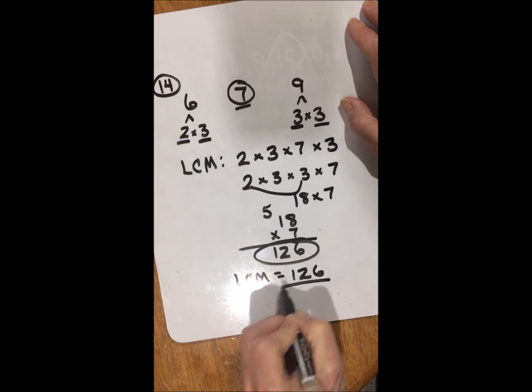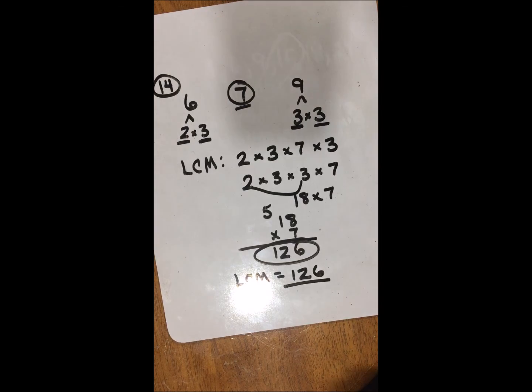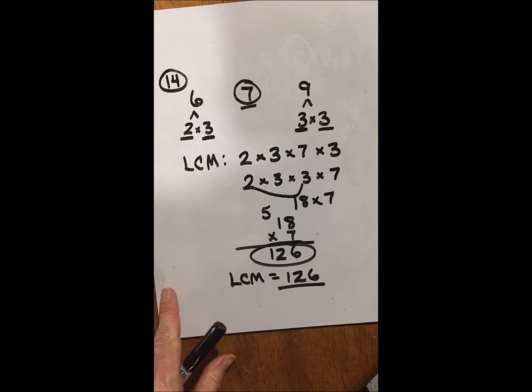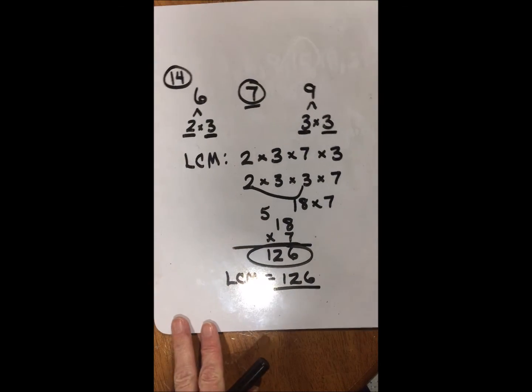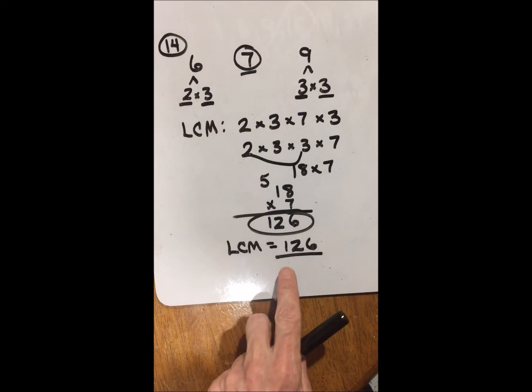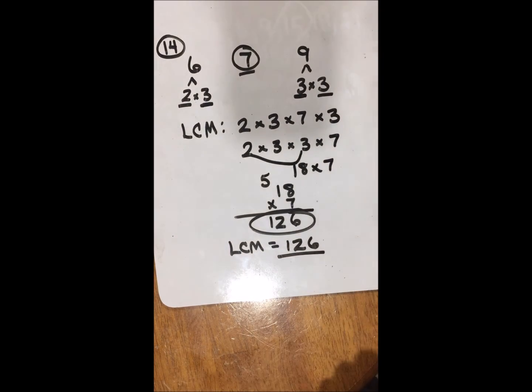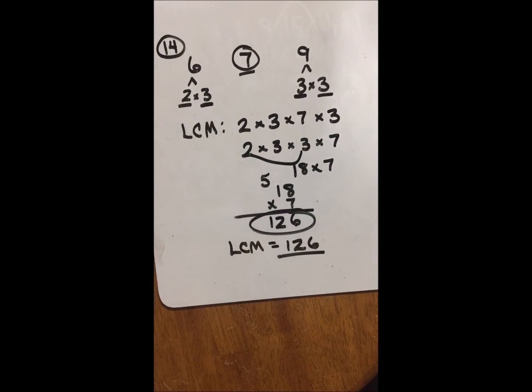That's the smallest number that they will all go into, which is really amazing considering that those aren't very large numbers, but their lowest common multiple is 126. That's the first time they'll have something in common when they're being multiplied out.